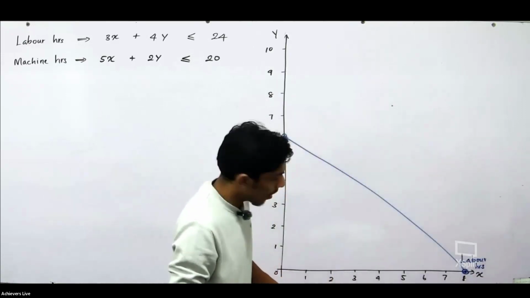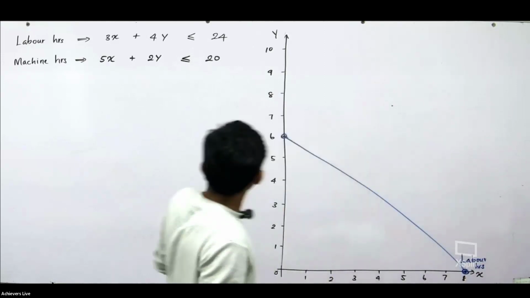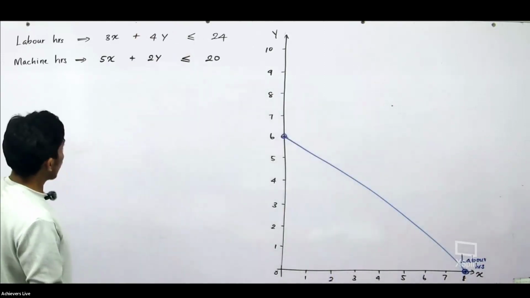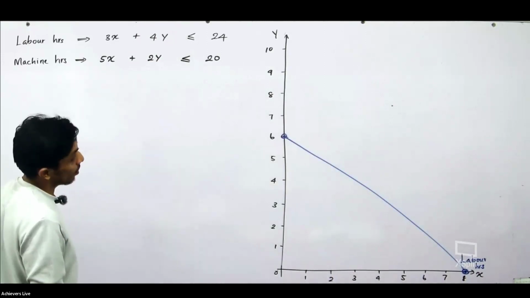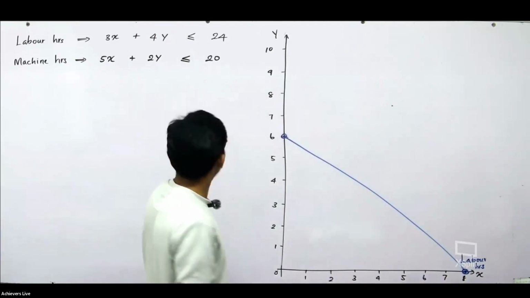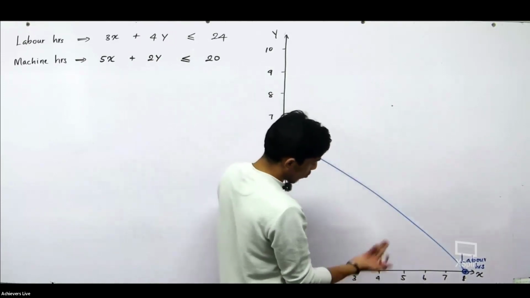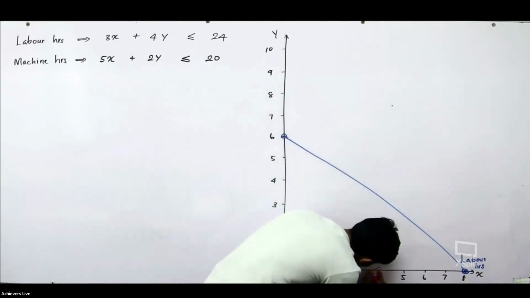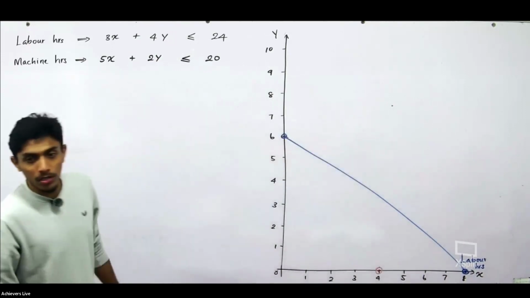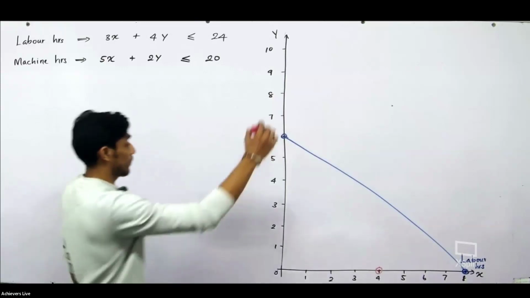Got it? Right. Now, if you are using machine hours, if you are producing only X, how many units? 4. If you are producing only Y, how many units? 10.